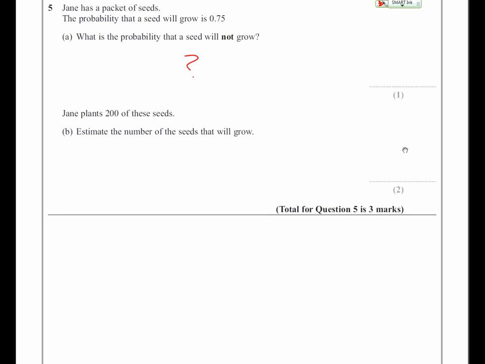Well, whatever it is, it covers all of our options for the seeds. So it's got to add with the other probability to make 1, which is certain. It's certain that it will grow or not grow. So we can do 1 minus 0.75, 0.25. Jane plants 200 of these seeds.